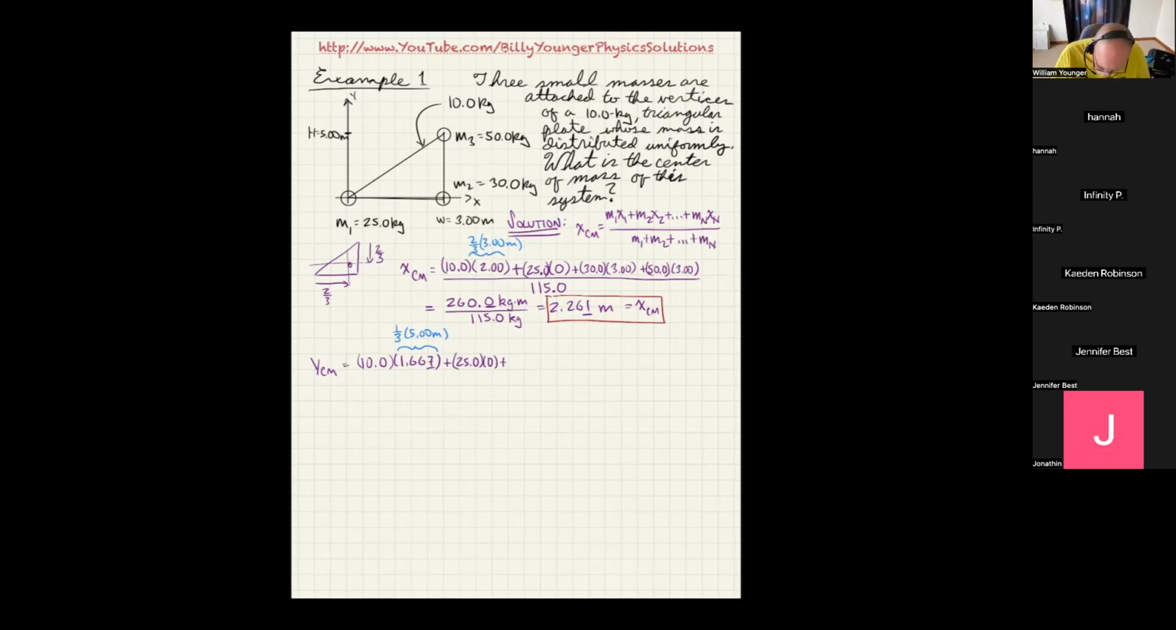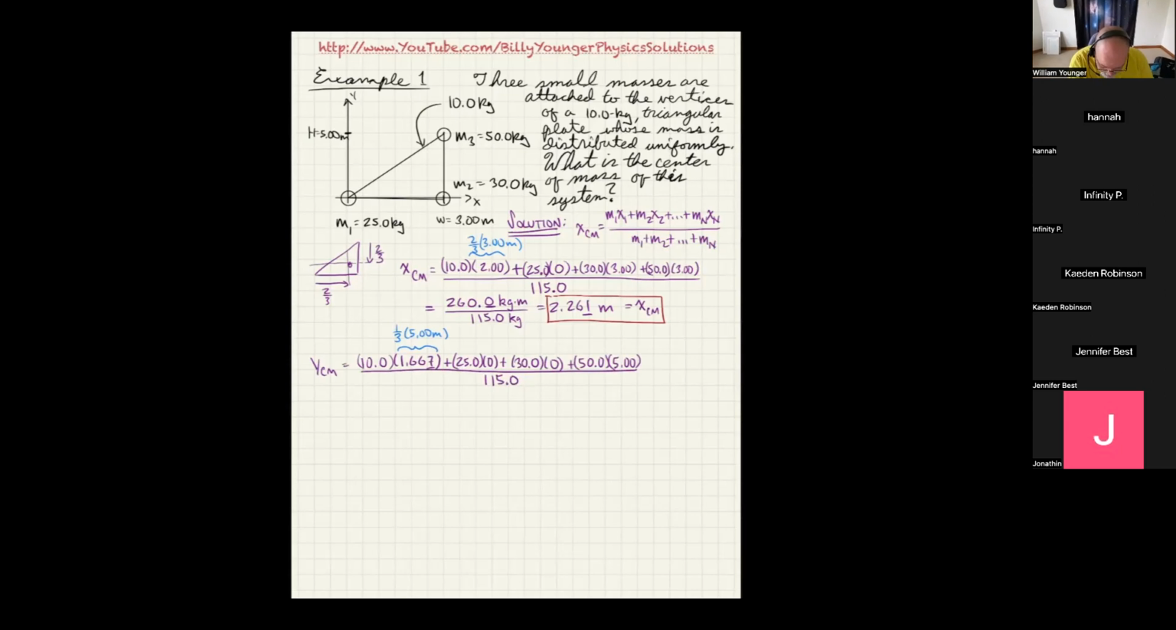All right, the next one is the 30 kilograms. So I'm going to write 30.0. And now that one has a y coordinate of 0 as well. And then finally, I'm going to write the 50.0. And that one has a y coordinate of 5, so it's 5.00. And that's the entire thing. Now I got to divide it by the entire mass, which is 115.0. I'll just leave that kilogram part off because I didn't put any units here.